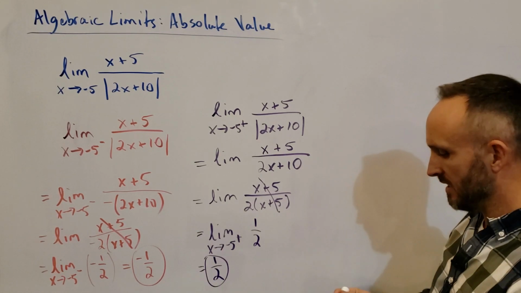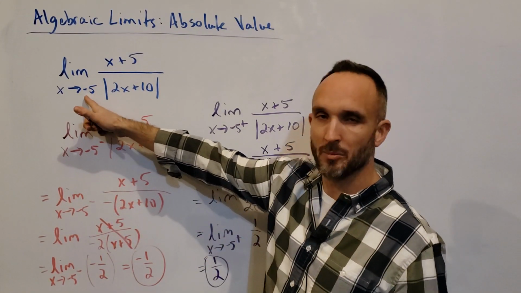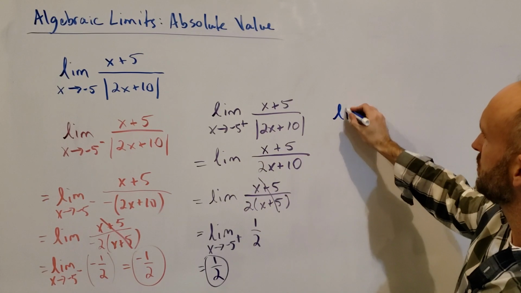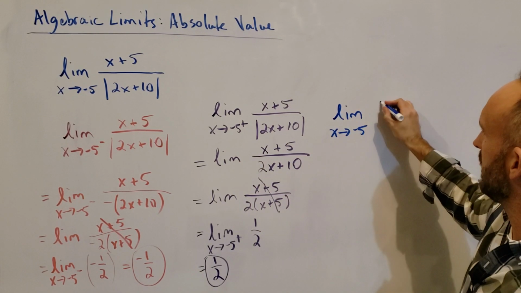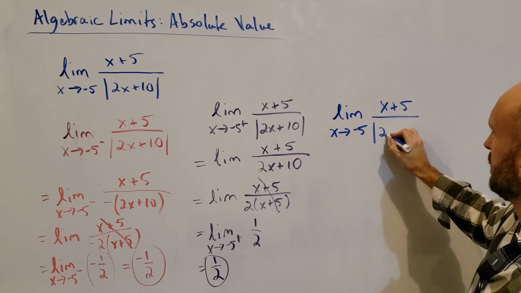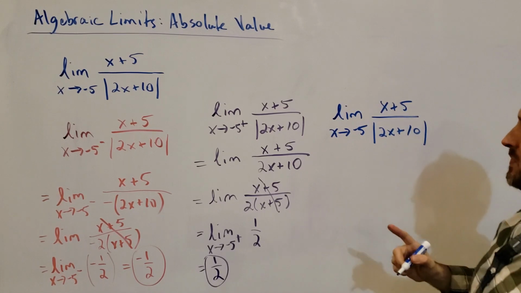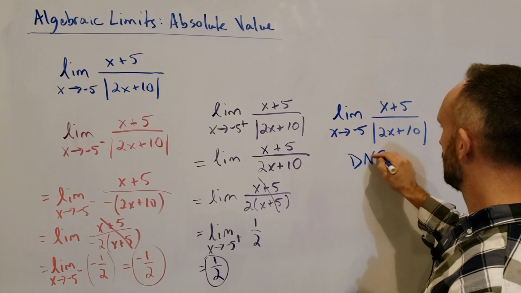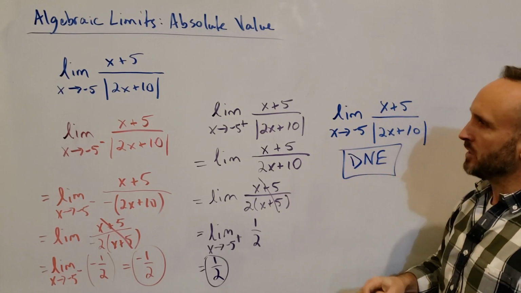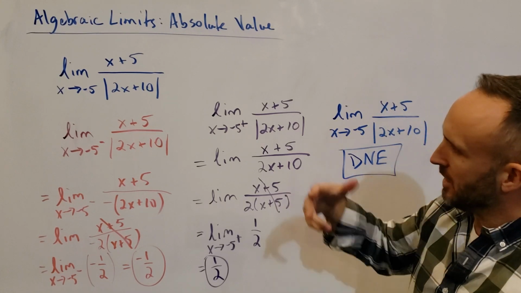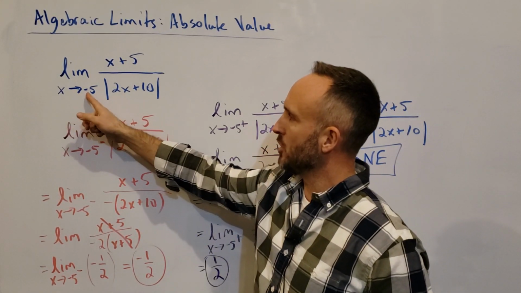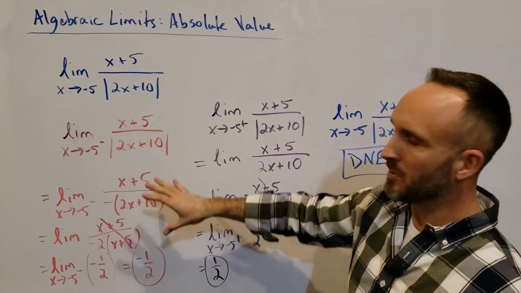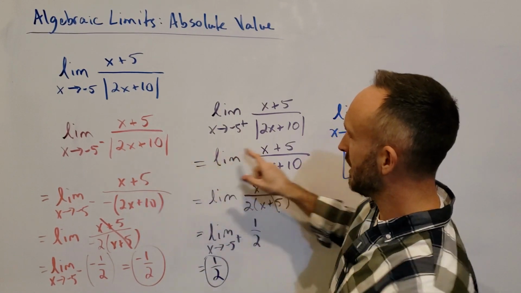And so what we see then, if we want to consider the two-sided limit at -5, is that the two-sided limit, as x approaches -5 of x plus 5 over the absolute value of 2x plus 10, does not exist because the two one-sided limits are different. Okay? And so when you're dealing with absolute values and you're taking a limit as you're approaching a value where the absolute value goes from negative to positive, you need to consider the limit from each side because the output of the absolute value changes.